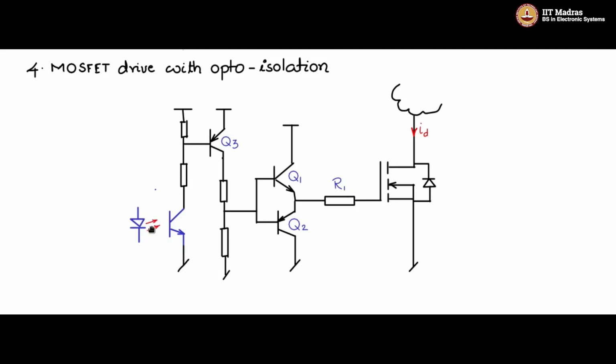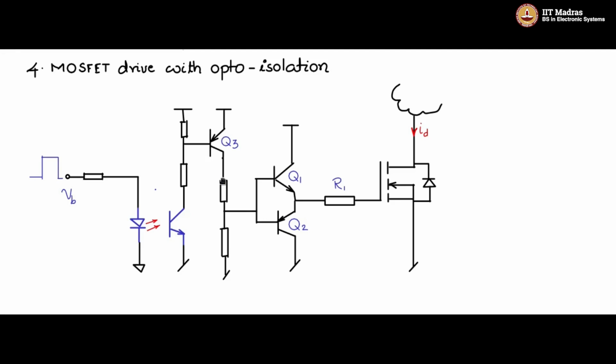So let me ground this and then connect the pulse source to this optocoupler diode in this fashion, and we have VB, the pulse source, here. Observe, when VB is 0, there is no drive current to the optocoupler, diode current is not there, the diode will not emit photons, and the optocoupler transistor is off. So when this is off, there is no drive current here, Q3 is off.